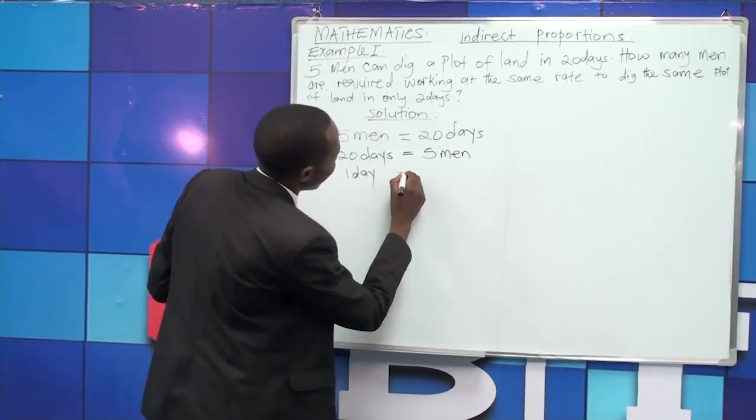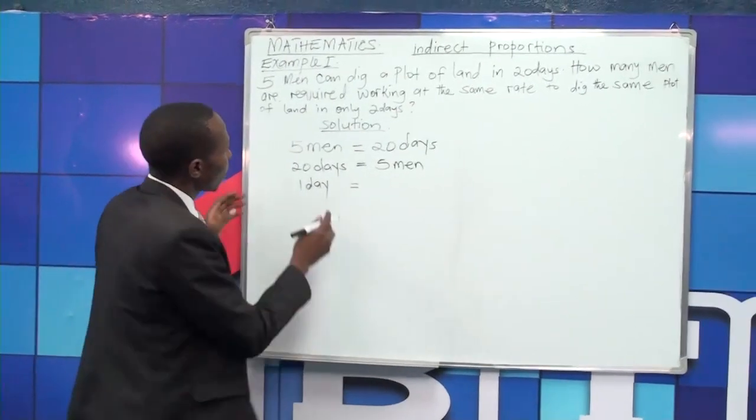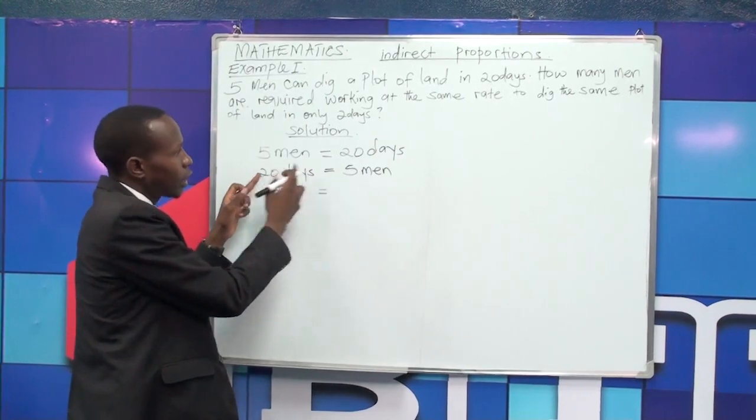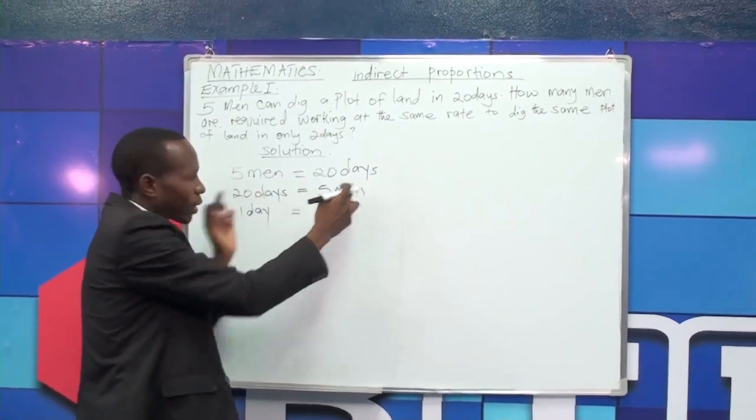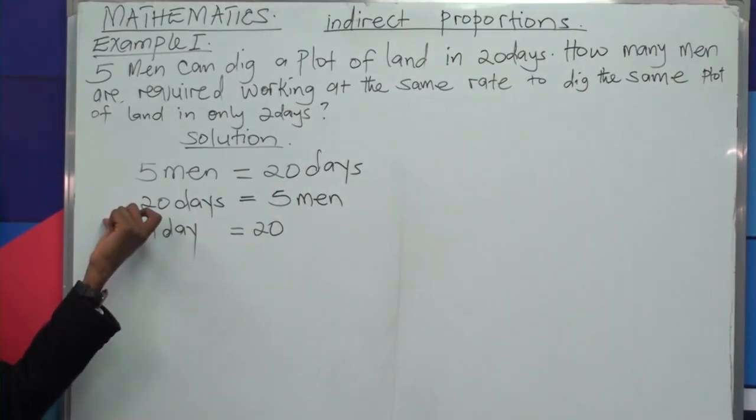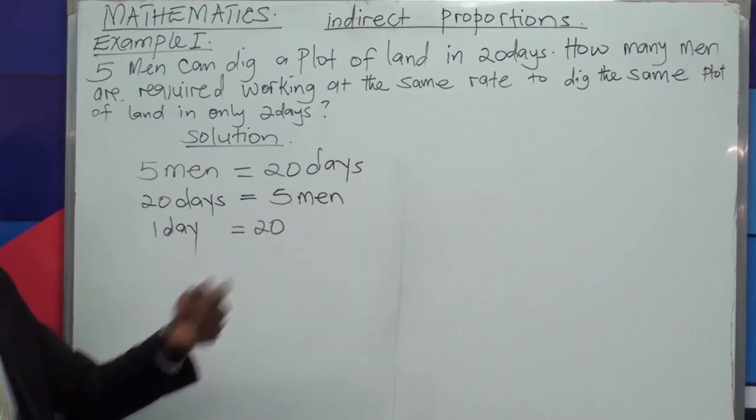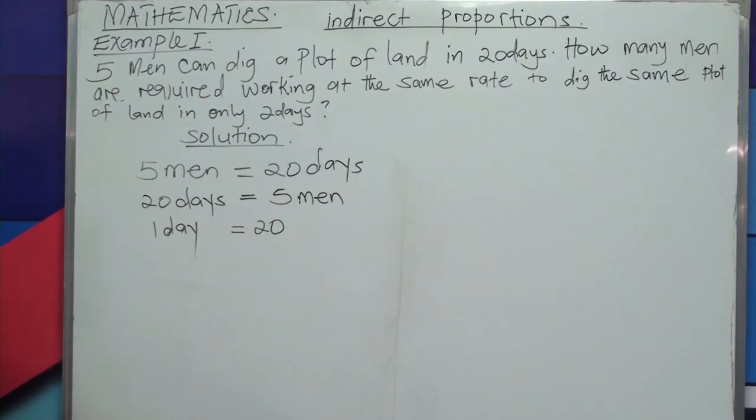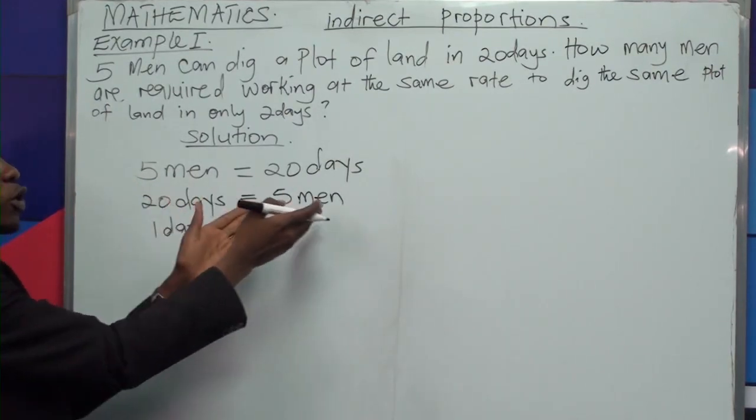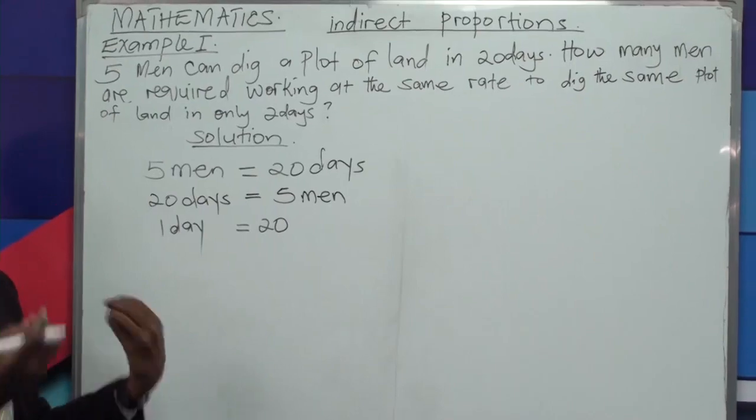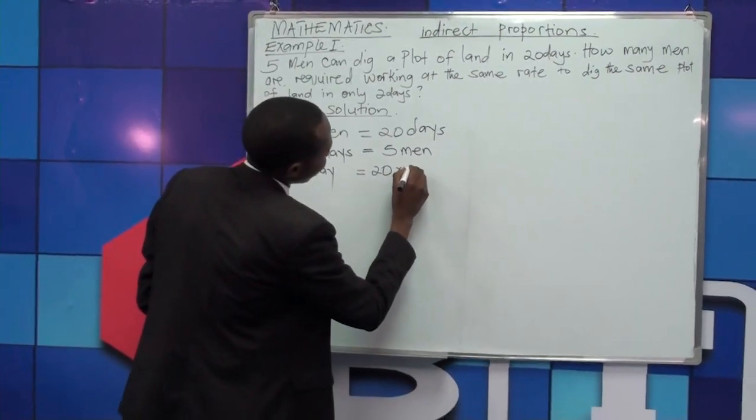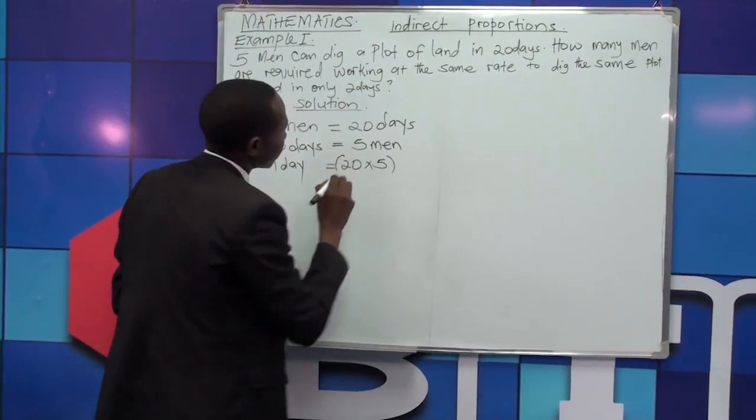Then we say one day will be equivalent to, we shall get 20 days, which they have already identified for us here, equals 5 men. So I'll say 20 days, which they have already given us, is being calculated by how many people? They are 5. So for only one day, it means we shall get 20 days. We multiply by the number of men who are cultivating that piece of land. So we shall multiply it by 5 people.